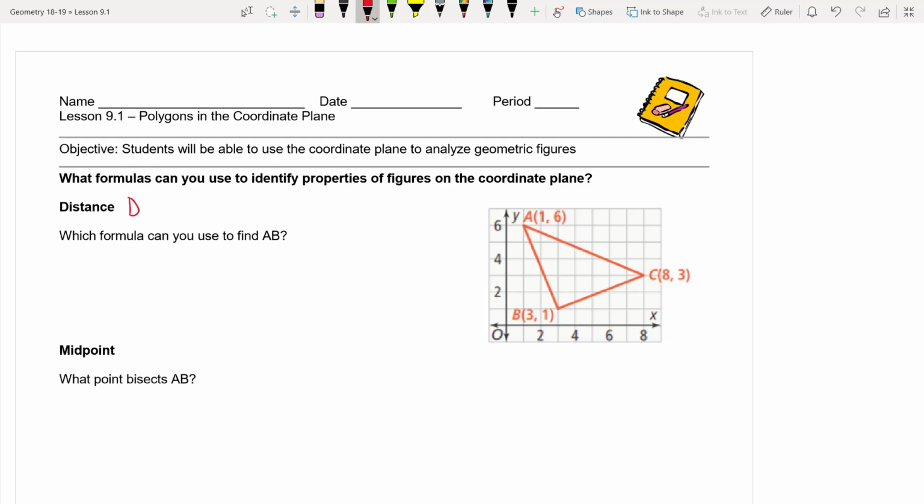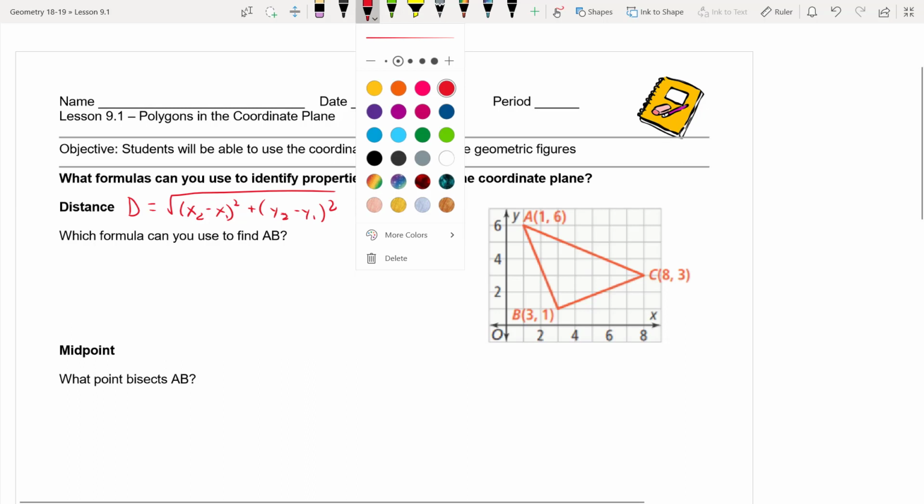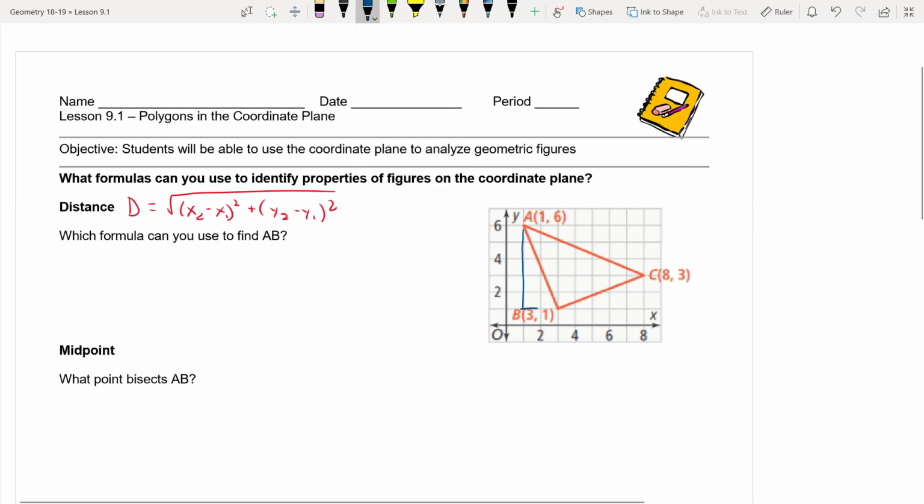So the distance formula is this big square root of the difference in our x values squared plus the difference in our y values squared. In other words, it's Pythagorean theorem. So if I wanted to, I could draw in a little right triangle here, and I know that the distance of my one leg is 1, 2, 3, 4, 5, and I know the distance of my other leg is 2.